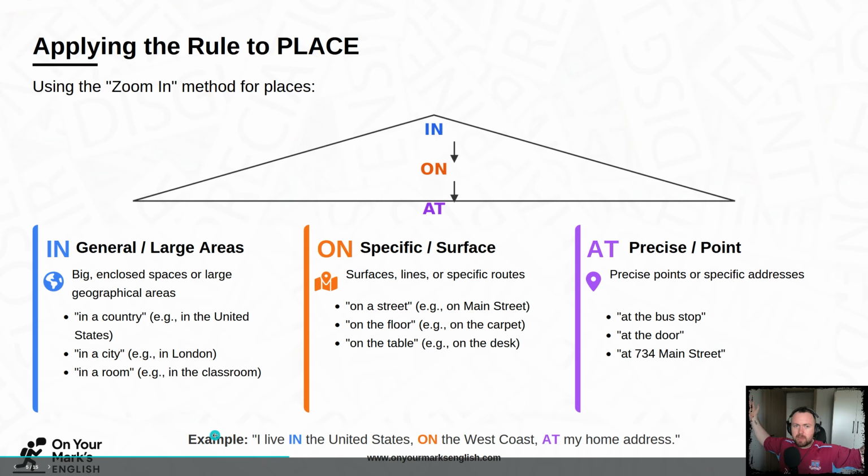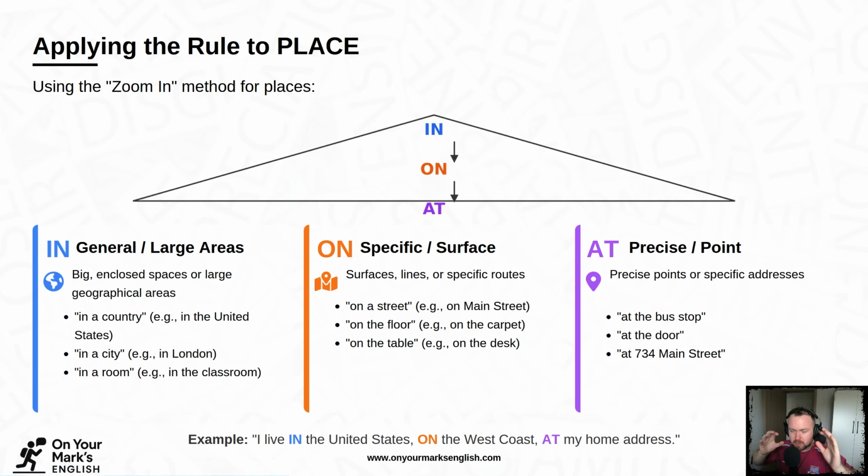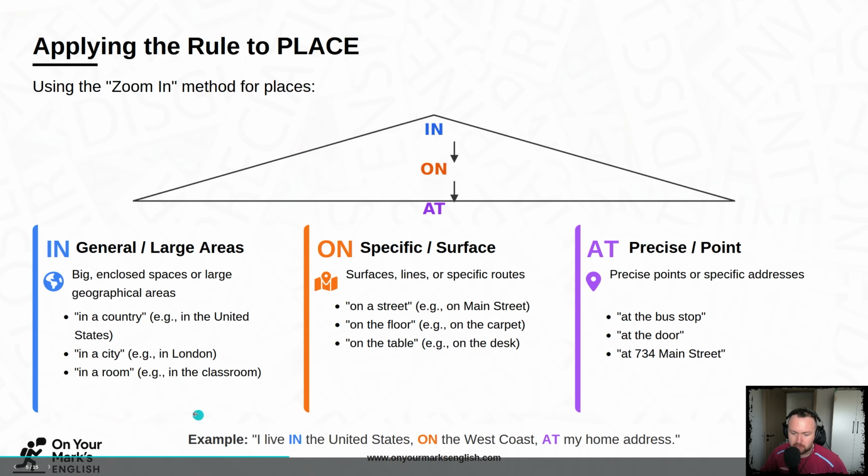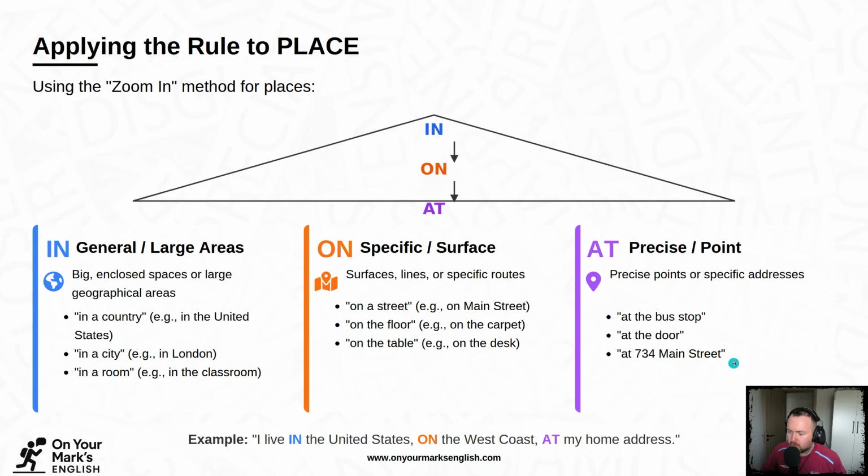We're going from the biggest to the middle zoom to the really zoomed in one, okay? Going from big to small, from general to specific. I live in the United States, on the West Coast, at my home address. I live in the United States, general large area, on the West Coast, more specific, at 734 Main Street. So we're going from big to small.